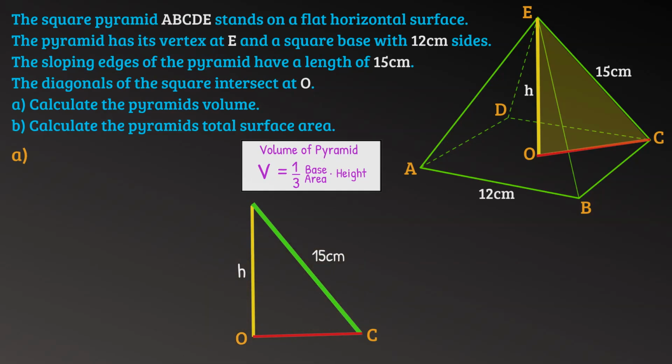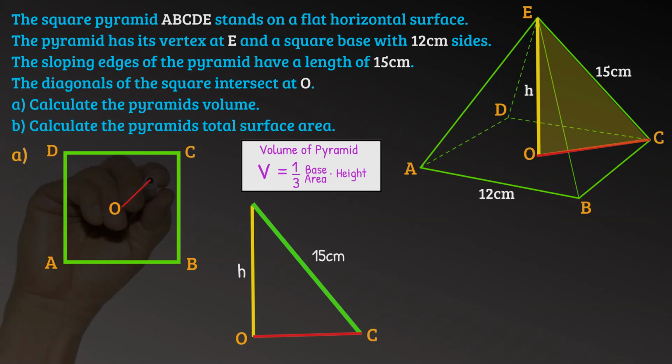We want to find the height, but first we need to find OC, the base, which is in red. So first let's draw the base of the pyramid and draw in the line OC. Now we know the base of the pyramid is a square with sides of 12 centimeters long. So we can draw a right-angled triangle here where OC is the hypotenuse, and then we know the other two sides are both 6 centimeters long. And then we can use Pythagoras to work out OC.